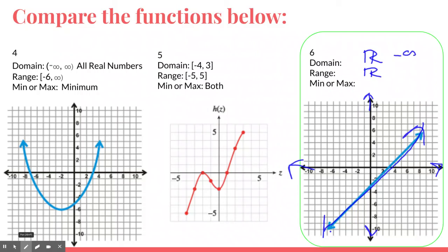You can also write down negative infinity, positive infinity, making sure that you have parentheses because, once again, infinity is not an actual number, it's an idea. When I have a straight line that goes forever and ever, there is no minimum number and there is no maximum number. So it is none.